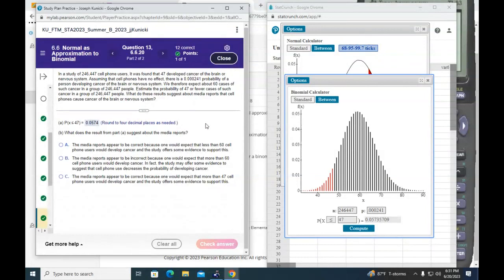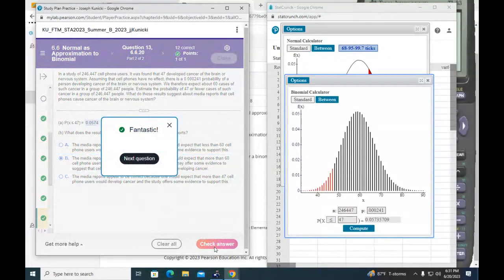So the media was saying that it's a big deal. So the media is wrong. The media reports are incorrect because one would expect more than 60, and we got 47. We got 47 or less. Okay. See, that's what you do, because you can't just put on one number. You can't say, well, you got 47. We expected 60, but you got to take 60 and then put a spread on it. So where does 47 fall? Well, it falls within the region we expected.